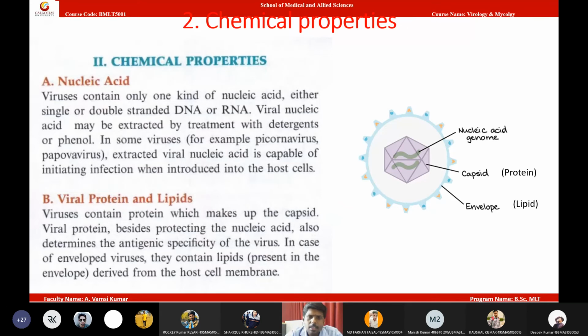Then chemical nature. The second part is the chemical properties of the virus. Viruses have nucleic acids. The first one is nucleic acids, which can be either DNA or RNA. Then proteins. Viral proteins and lipids are present in the capsid. The capsid is made up of proteins. These capsids will have an antigenic nature.